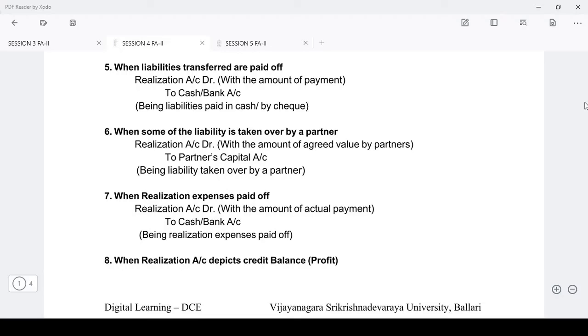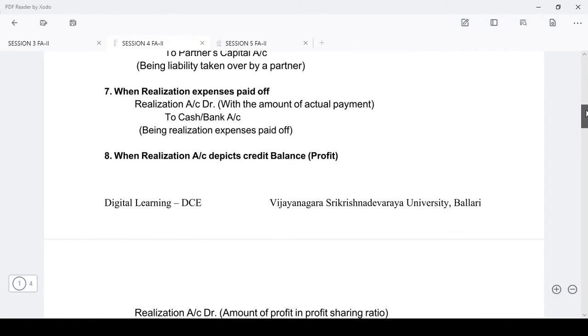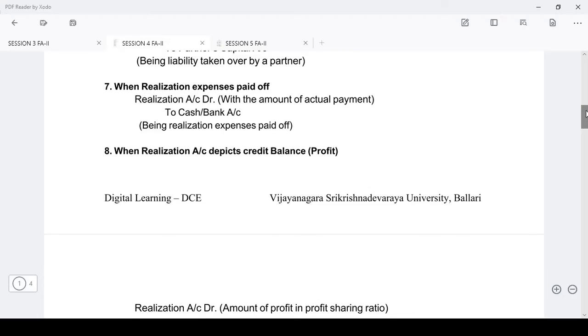Then entry number 7. In the process of dissolution, we are going to incur some expenses in realization of assets and payment of liabilities. If we incur any realization expenses, then the entry would be realization account debited to cash or bank account. So this entry is for the payment of realization expenses.